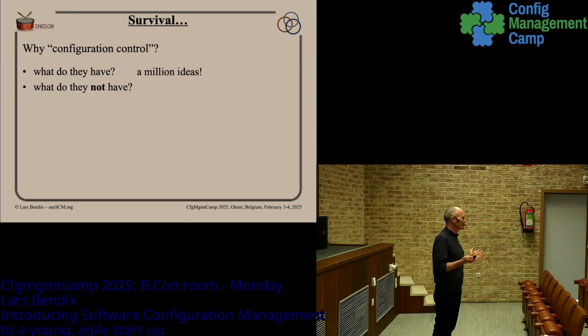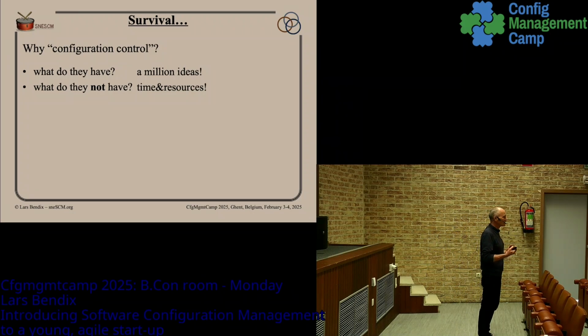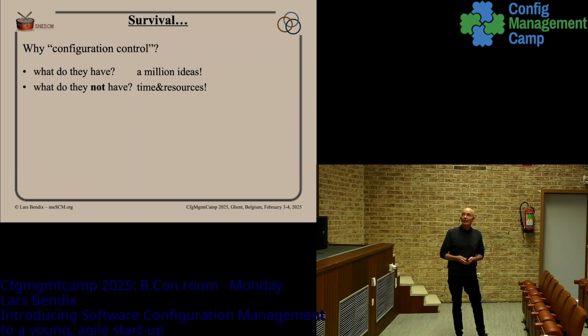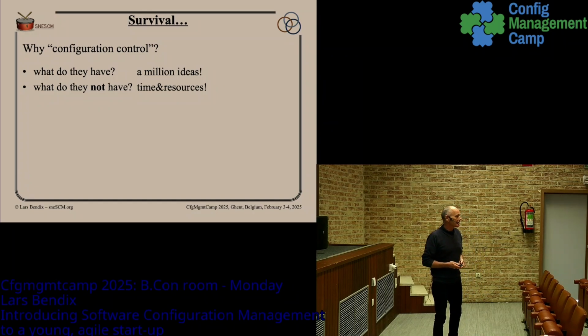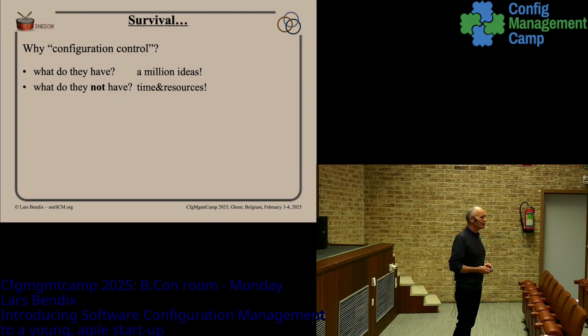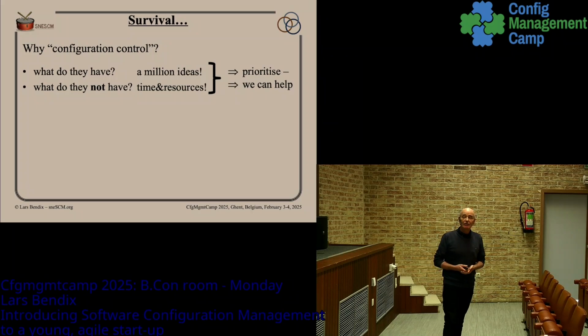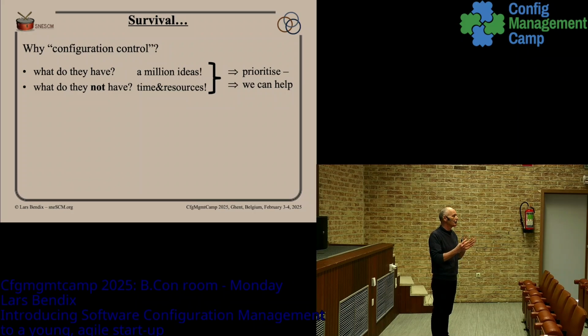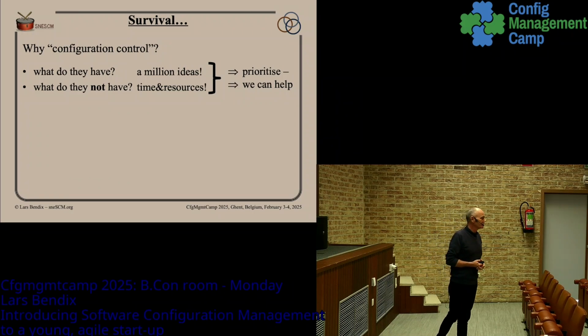Well, we've already been through it. They couldn't pay me as the expert, so they gave me 10% of the company. So they don't have any time and resources, very little time and resources. When you have 1 million ideas, when you don't have a lot of time and resources, it becomes very important for you to prioritize, to focus on what is the most important thing right now.